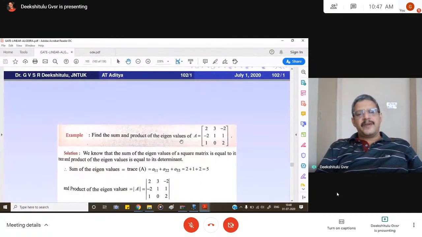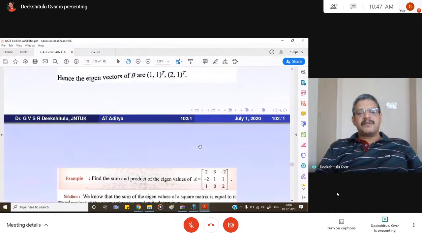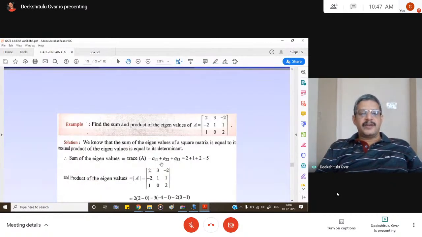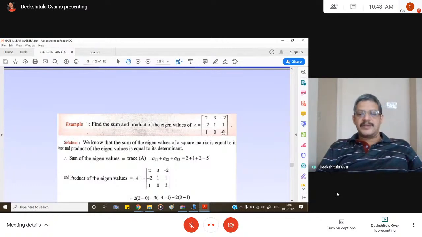Find the sum and product of eigenvalues. As I said, the important property: sum of the eigenvalues is equal to the trace of the matrix. What is the trace of the matrix? 2 plus 1 plus 2, 5. So sum of the eigenvalues is 5. And another property: the product of the eigenvalues is nothing but the determinant of the matrix. You find the determinant of the matrix, then that will be equal to the product of the eigenvalues.